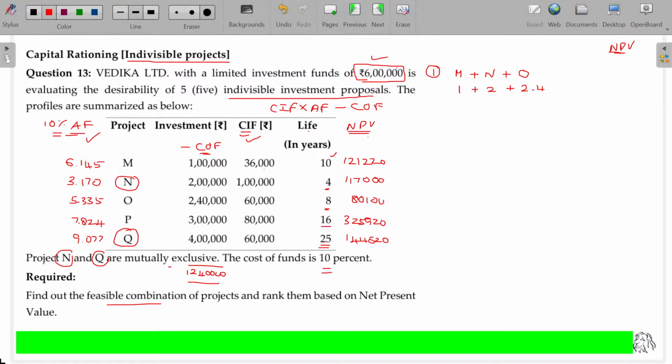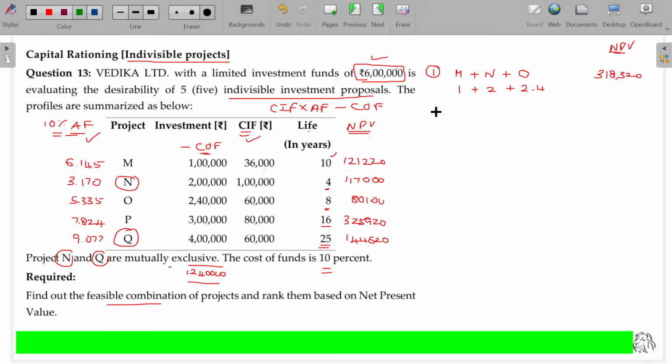Start with the first, second, third like this. So first is 1 lakh, second one is 2 lakhs, third one is 2.4 lakhs, overall 5.4 lakhs. Hereafter I don't have the fund. Now find out the NPV for the 3: 1,21,220 and 1,17,000 and 80,100. If you add all of them up, 3,18,320. Good. I got the answer from Archana also.